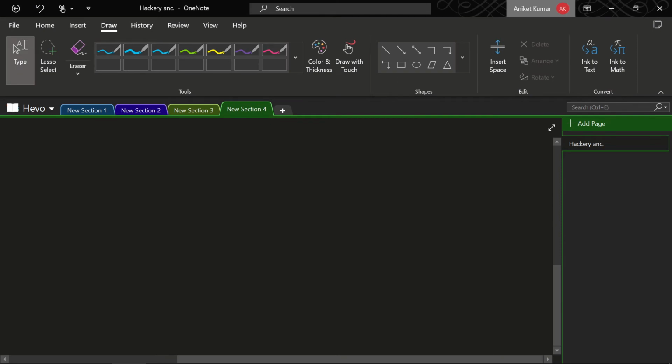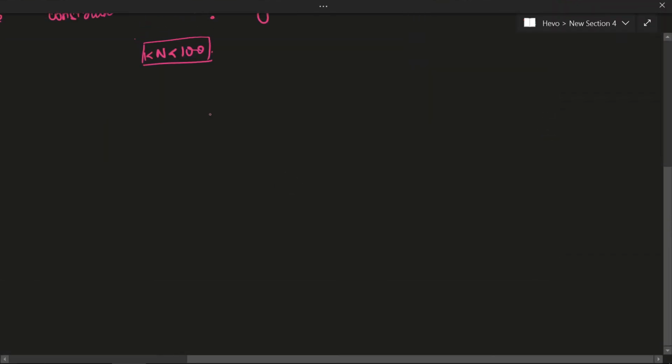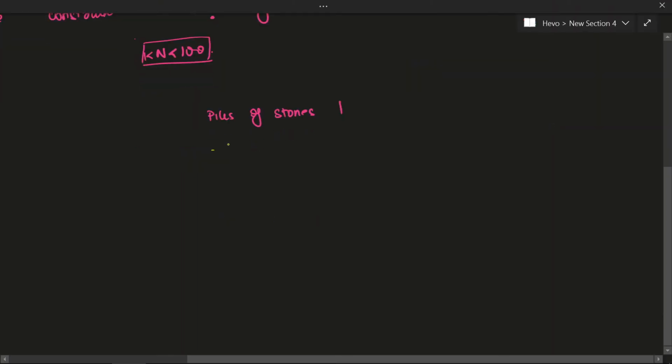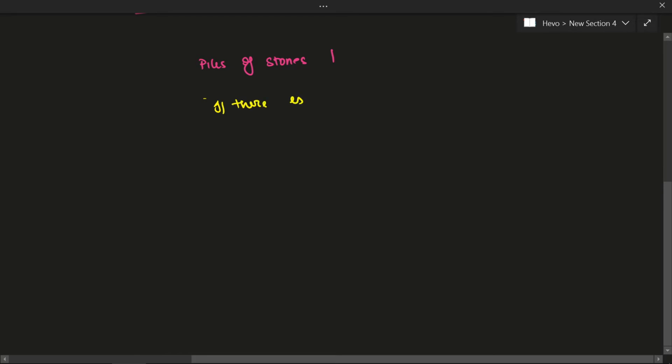So let's talk about the base case. Suppose we have different piles of stones. Let's talk about n. Let's start with 0 stones. Obviously, if there are 0 stones, the first player cannot make any move, and the second player is declared the winner. And if there is 1 stone, again the second player is the winner.